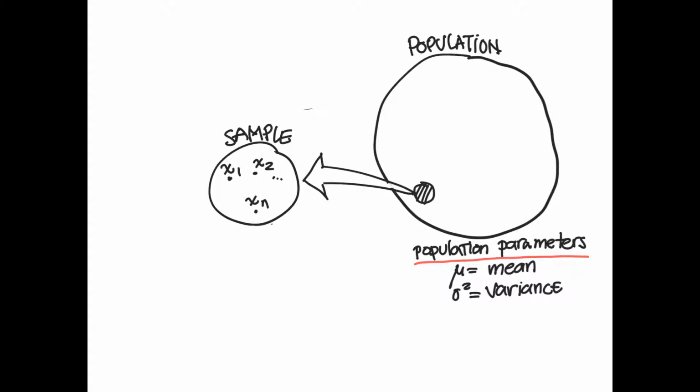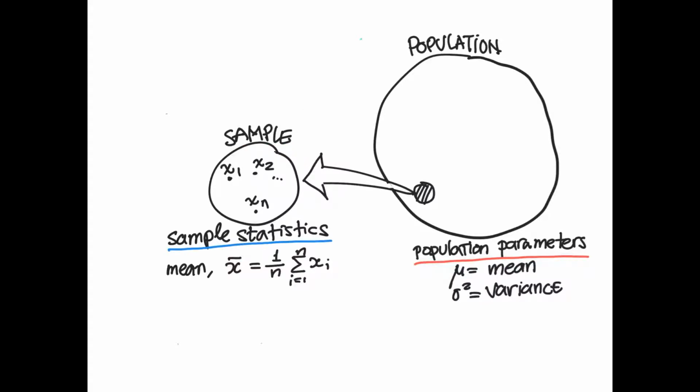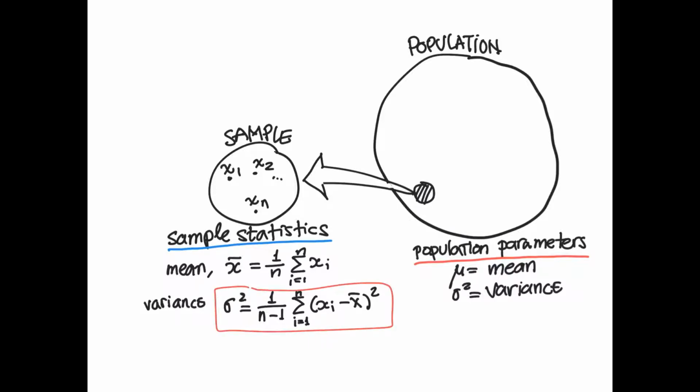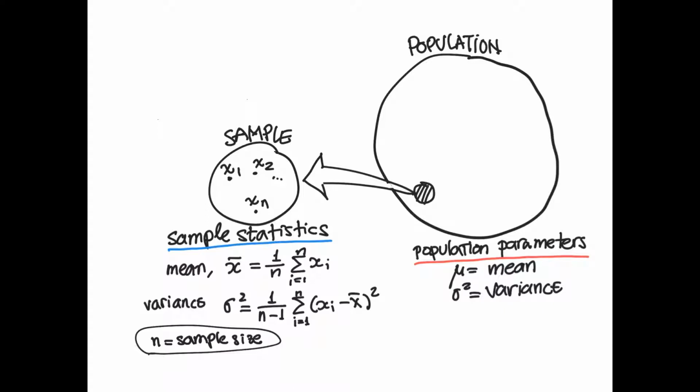Since we don't have access to the entire population, typically we get a sample of n measurements, and out of this we calculate sample statistics, which are the mean value of the measurements as well as the variance of the measurements. And then I should indicate the notation is wrong here. The typical notation is S squared. The sample size is just the number of elements in the sample.